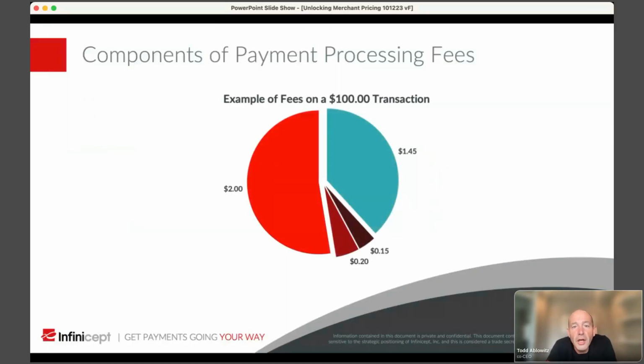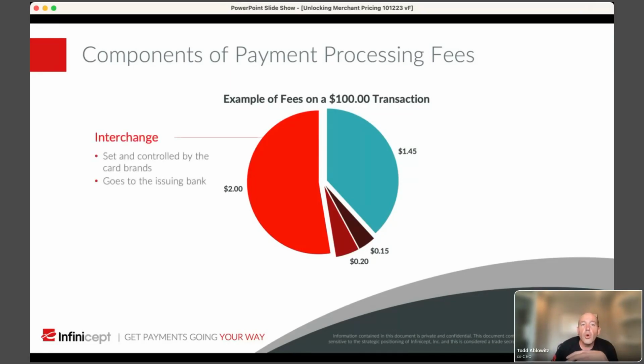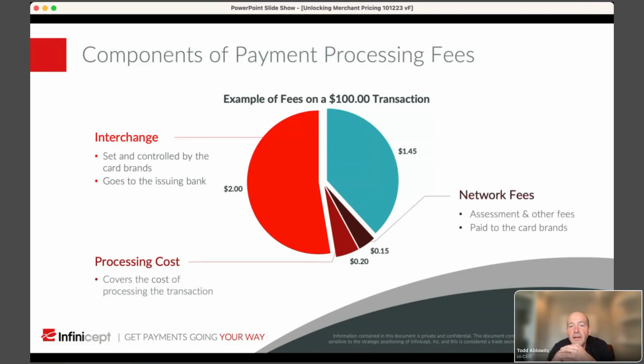Okay. So on a $100 transaction, we're going to break down what are the 4 components of payment processing fees. So let's assume the price that's being charged on that particular transaction is 2.9% and 30 cents. That comes to $3.20. So if you look, these are roughly the proportions that you can expect of the transaction. So $2 or so is interchange.